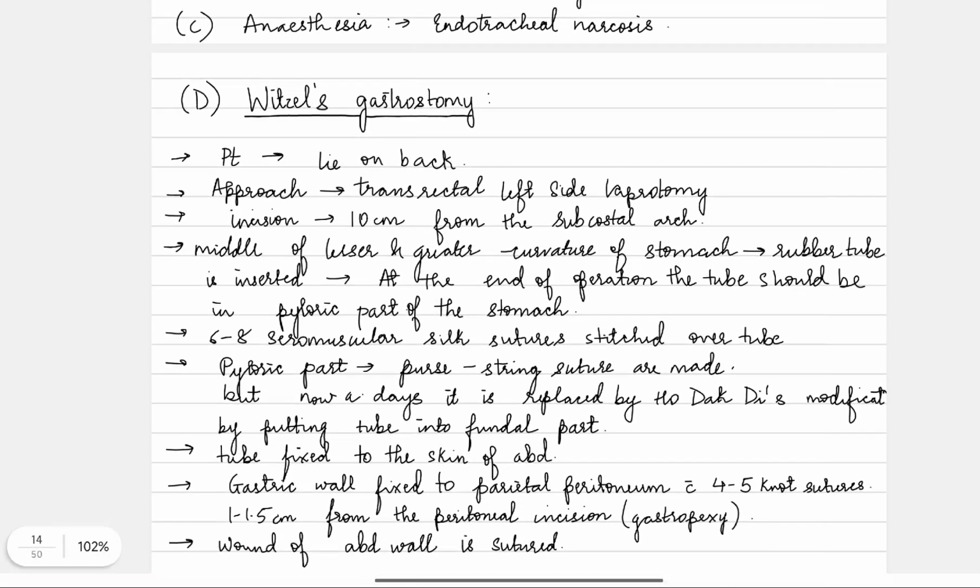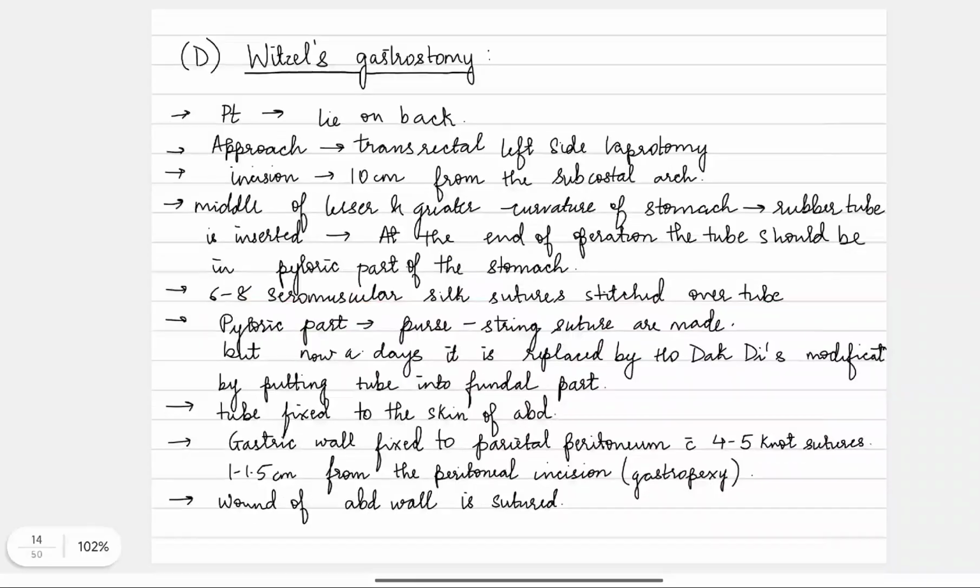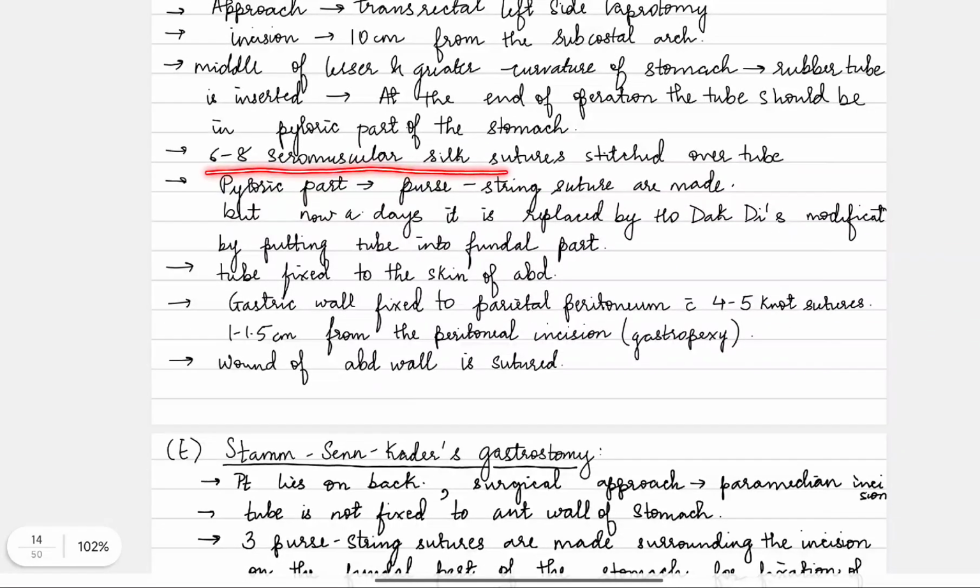Now we move on to Witzel's gastrostomy. The patient lies on the back. The approach is a transrectal left-side laparotomy. We make a 10 cm incision from the subcostal arc, at the middle of the lesser and greater curvature of the stomach. A rubber tube is inserted. At the end of the operation, the tube should be in the pyloric part of the stomach. 6 to 8 seromuscular silk sutures are stitched over the tube. The pyloric part is sutured by purse string.